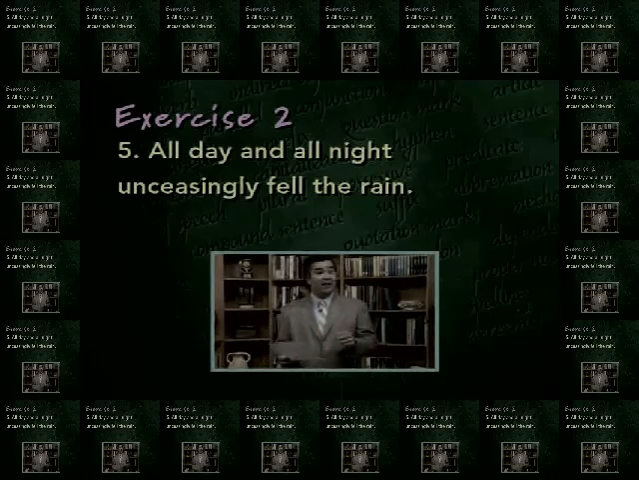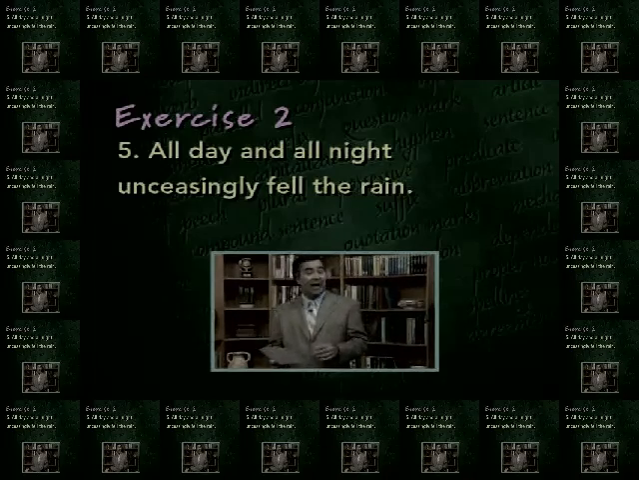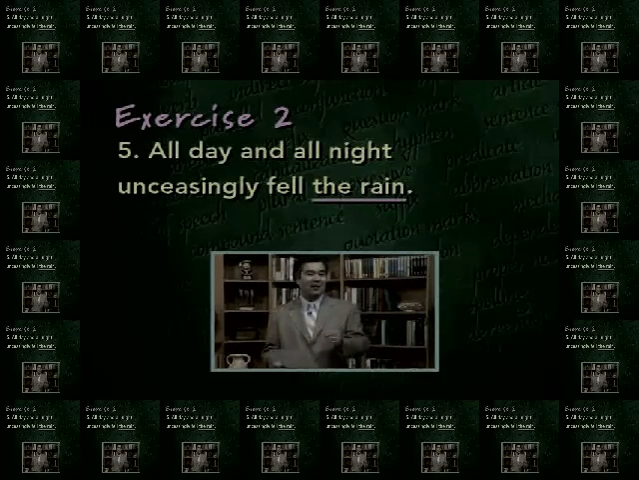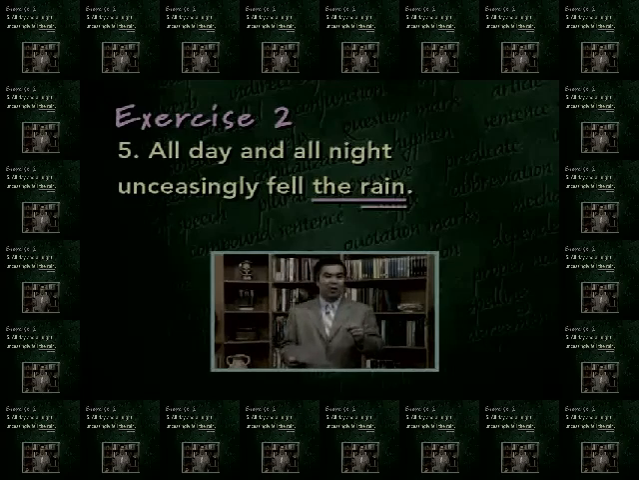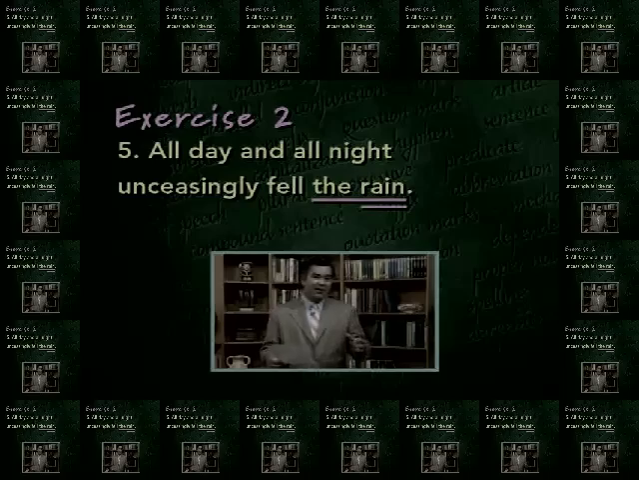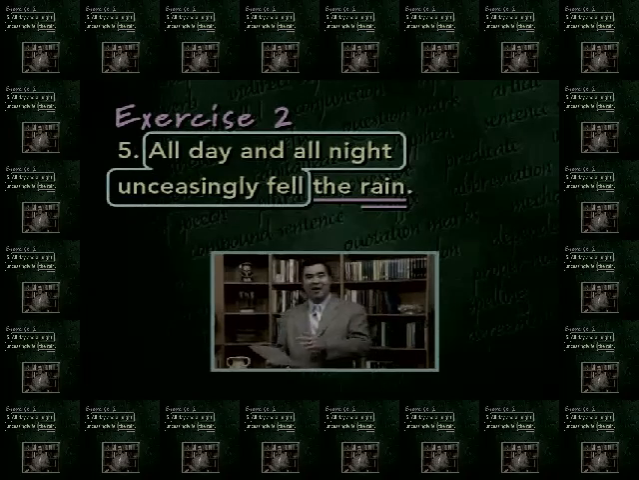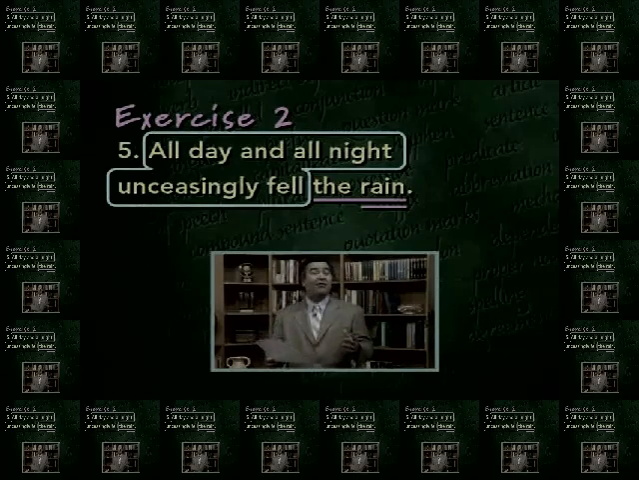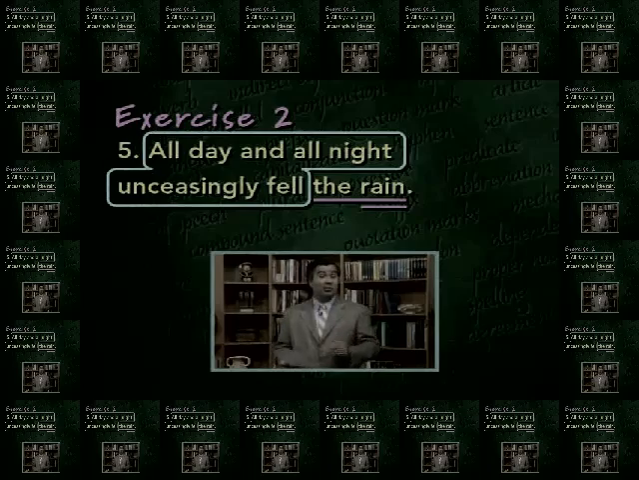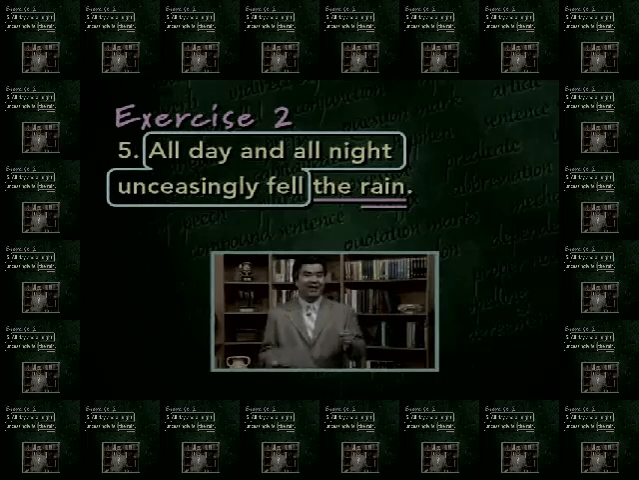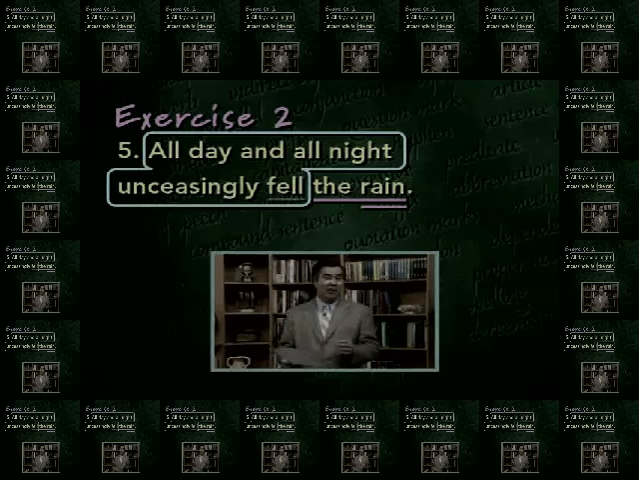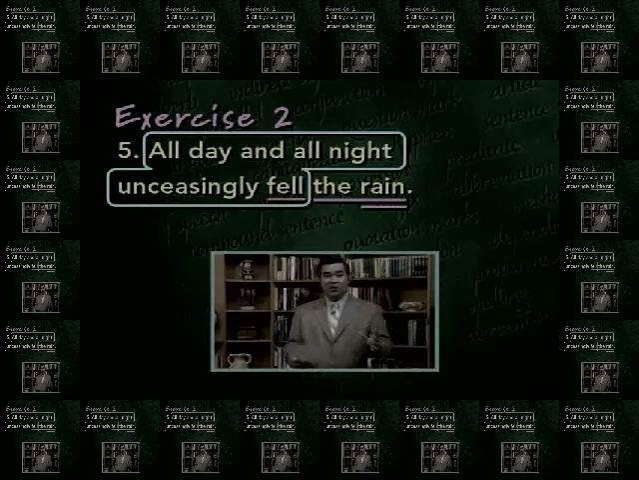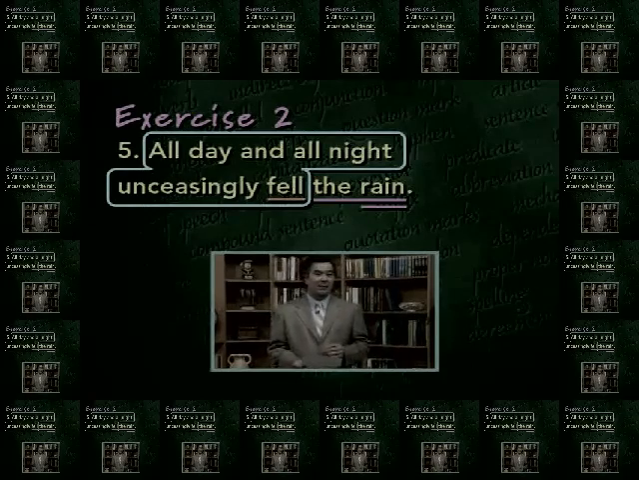In this case, when we ask who or what is the sentence about, we say it's about the rain. So those last two words of the sentence, the rain, are the subject. And the simple subject is the one word, rain. The rest of the sentence is the predicate. It tells what the rain did. And what did the rain do? All day and all night unceasingly fell. What's the single most important word in the predicate? The verb, which tells us exactly what the rain did. The verb is fell. So the heart of this sentence is rain fell, and all the other words give us a little more information about that.